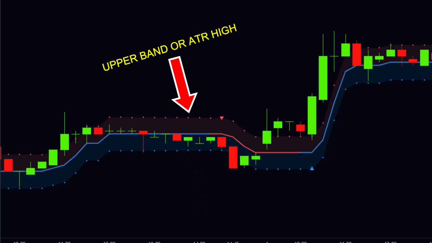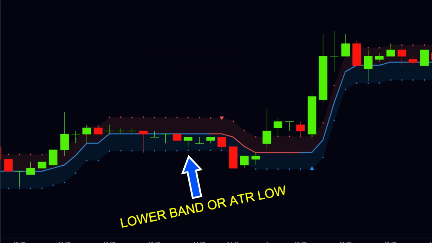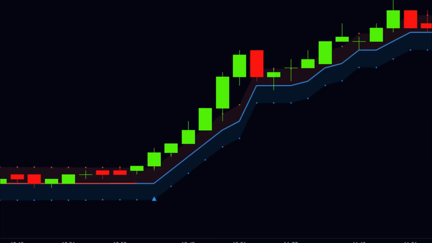The line above the half trend is called the upper band or ATR high, and it has red color as default. In the same way, the line below the half trend is called the lower band or ATR low, it has blue color as default. Now you will have a question, how are these bands formed.